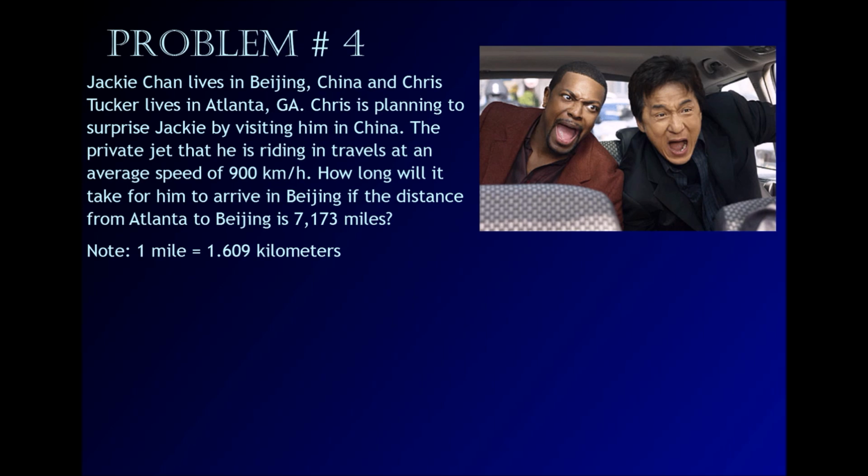Problem number 4 says that Jackie Chan lives in Beijing, China, and Chris Tucker lives in Atlanta, Georgia. Chris is planning to surprise Jackie by visiting him in China. The private jet that he is riding in travels at an average speed of 900 kilometers per hour. How long will it take for him to arrive in Beijing if the distance from Atlanta to Beijing is 7,173 miles?